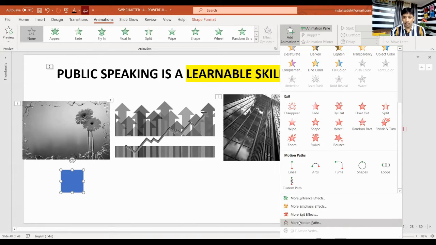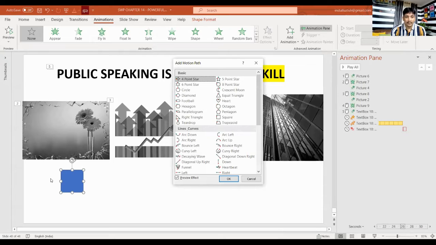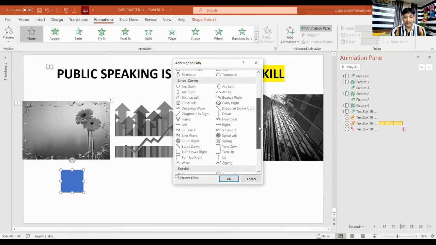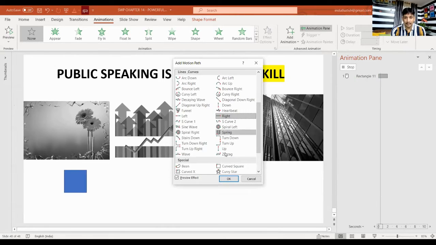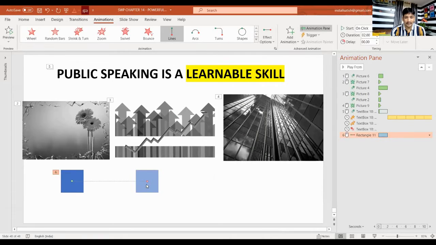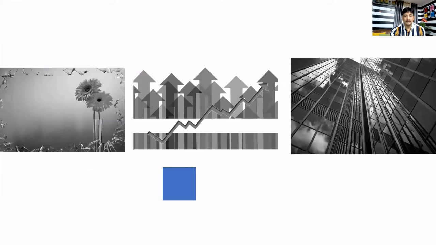So for you have more motion paths here. Some are available here. We have more here. Click on more motion paths. You get a lot of options here. So this box, I want it to go to right first, right? So go to right. Okay. So can you see this? It has come from here to here. Did you see this, friends? So click on it. Everything else is done. See, it's moving from here to here.